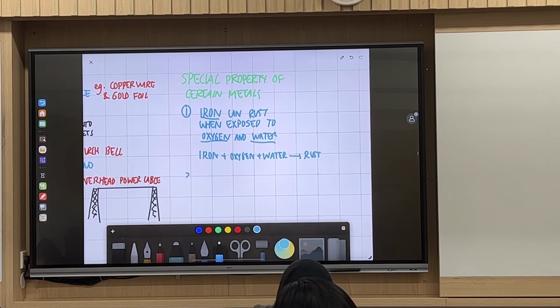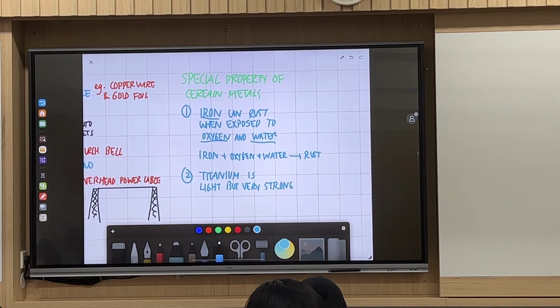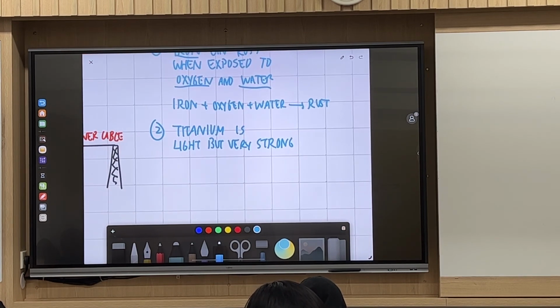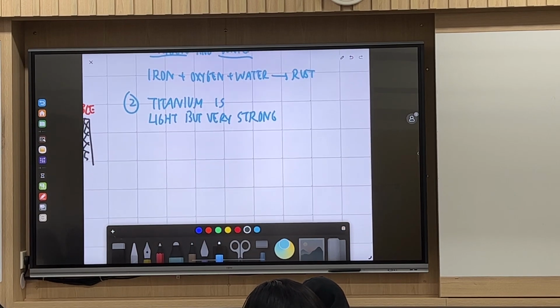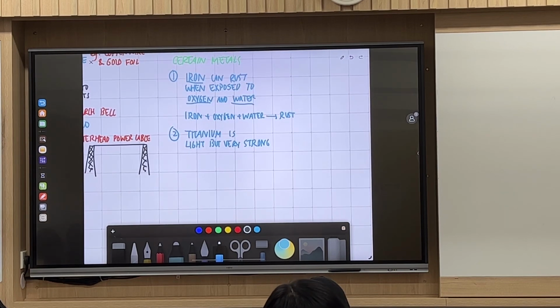And just one more, titanium is light but very strong. So light but very strong. So we can use titanium to make some artificial hip joints. You know the old people, when they have, let's say, some kind of accident, their old joints no longer work, then we can make new joints based on titanium.